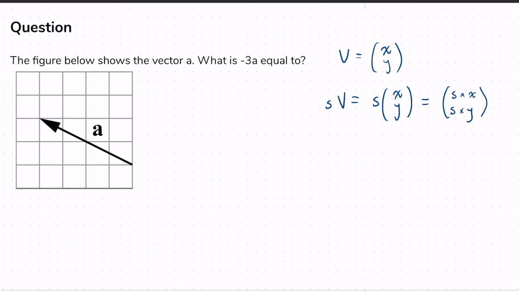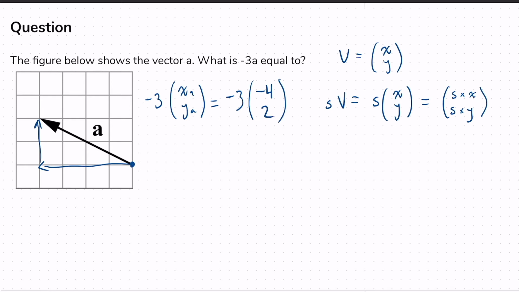So for example, negative 3a. Negative 3a, I'm going to put on the outside, and then I've got whatever a is on the inside. So what is a? Well, starting here, what happens? Well, I move 4 to the left, so that's negative 4, and 2 up.